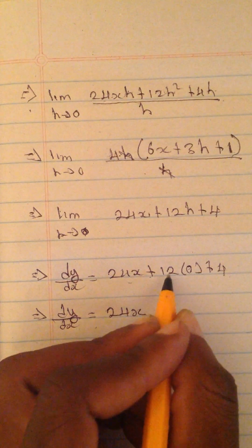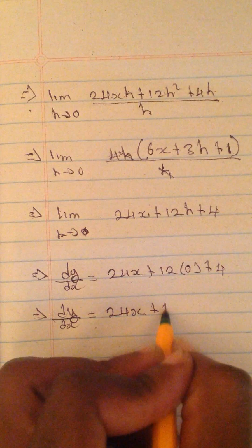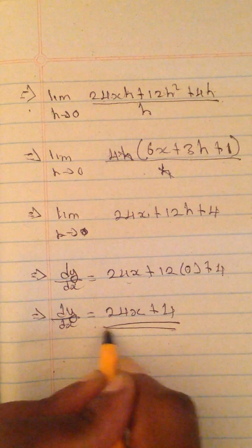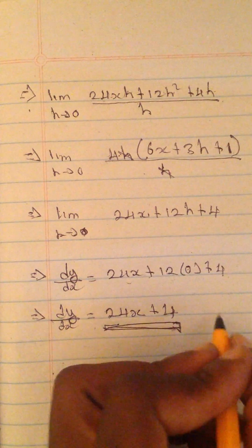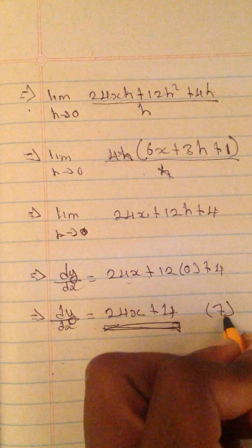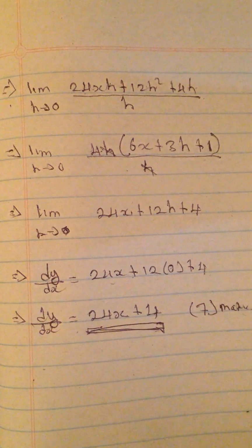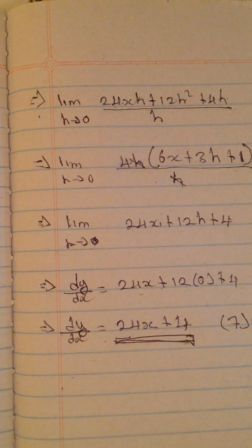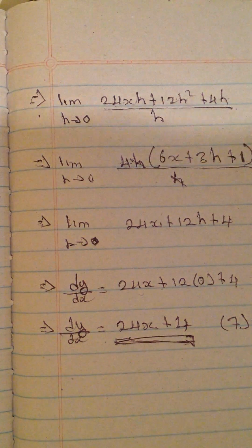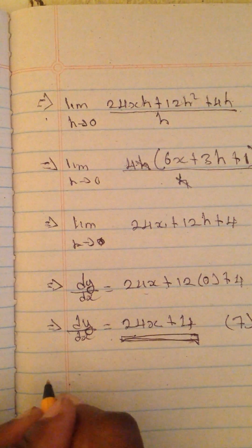24x, and 12 times 0 is 0. So plus 4. So this one becomes your final answer. 7 marks in brackets. That's 7 marks for you. You have it. So this is the final answer here: 24x plus 4. Or if you want, you can go further. You factor out which one is common. That's 4.